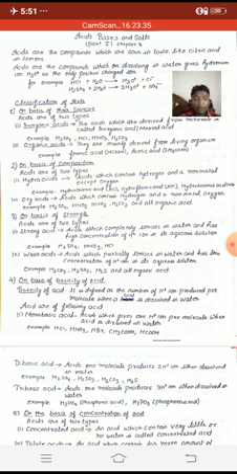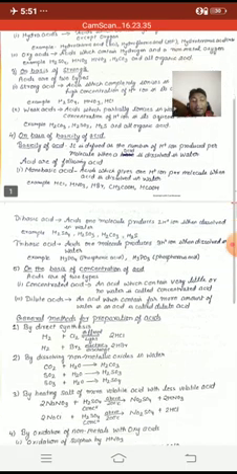Monobasic acids are those acids which form one H+ ion per molecule when an acid is dissolved in water. For example, HCl, HNO3, HBr, CH3COOH and HCOOH.